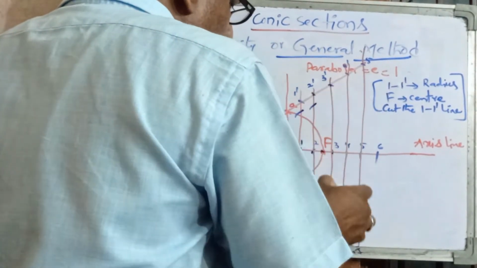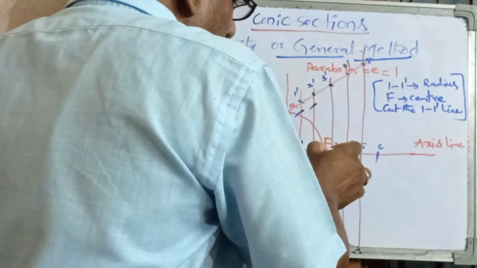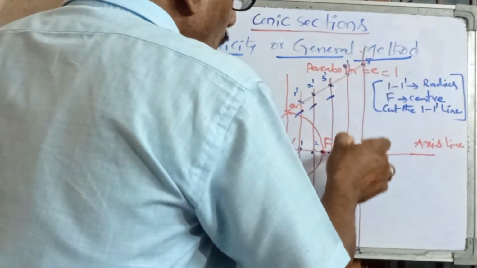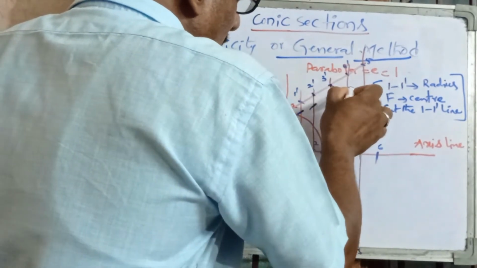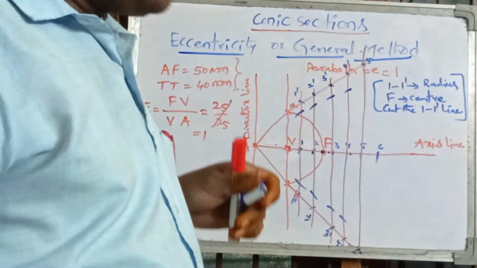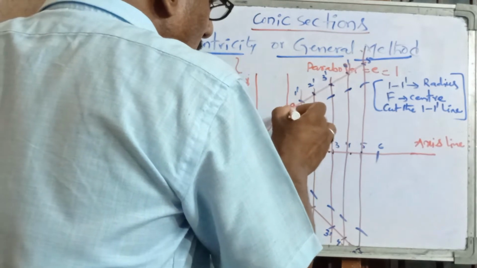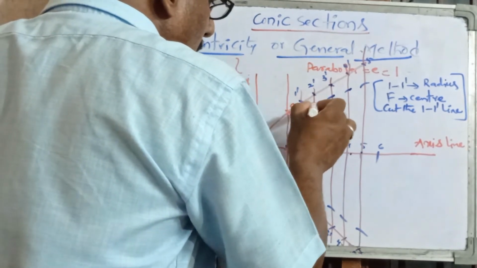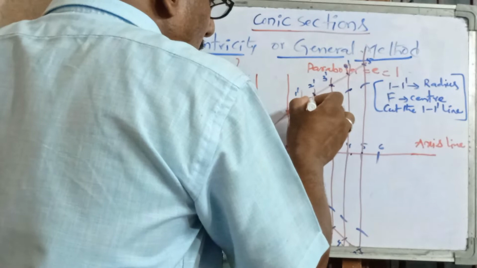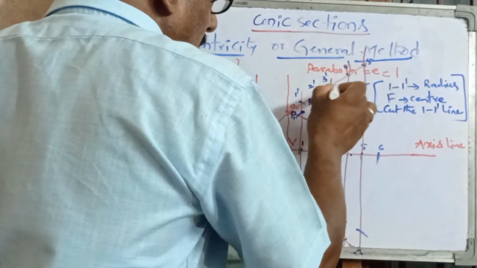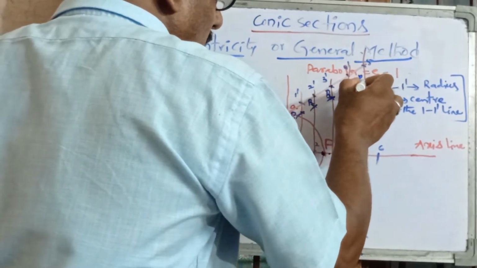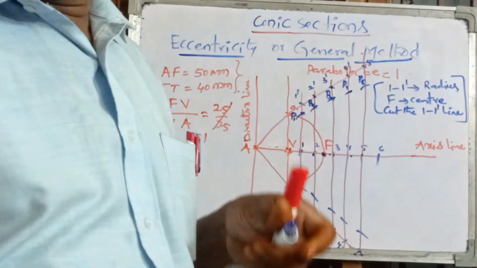In the same manner, 3 to 3 dash is the radius, F is the center and cut the third line. 4 to 4 dash is the radius, F is the center and cut the fourth line. 5 to 5 dash is the radius, F is the center and cut the fifth line. For the first line cutting point you can give the marking P1, the second point is P2, third is P3, P4, P5. In the same manner here also you can give P1, P2, P3.